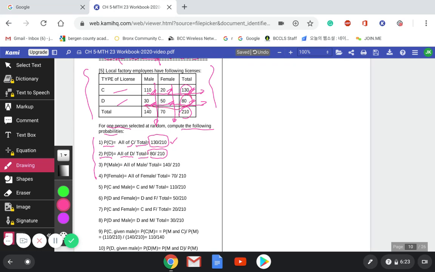Now, if the person you choose happens to be a male, the probability of that is total male out of the entire people. So 140 out of 210. If the one person selected happens to be a female, it would be all females out of the entire total. So 70 out of 210.